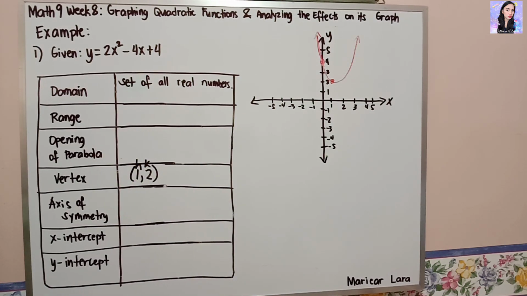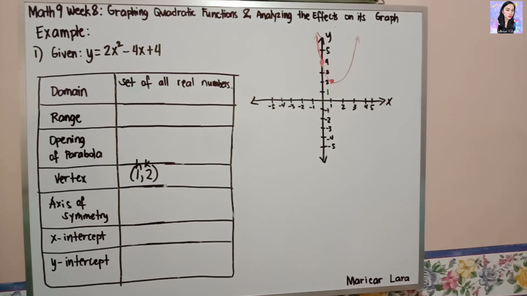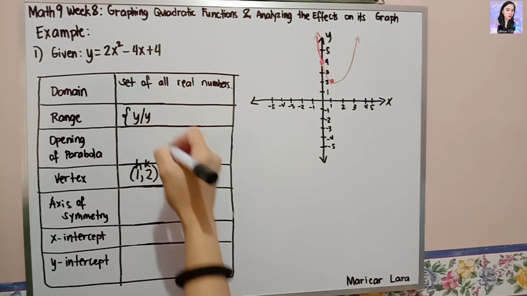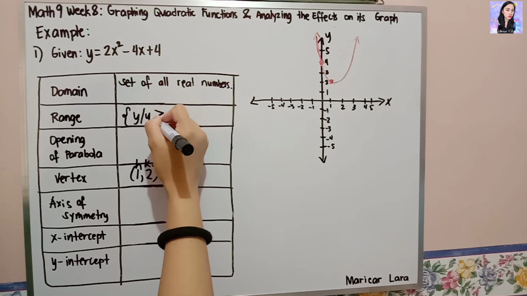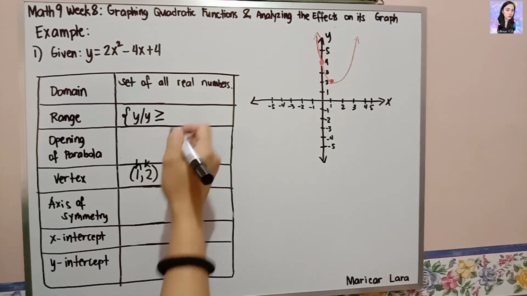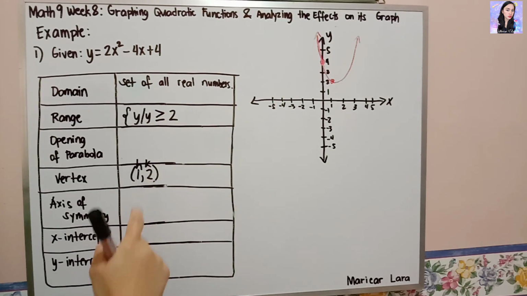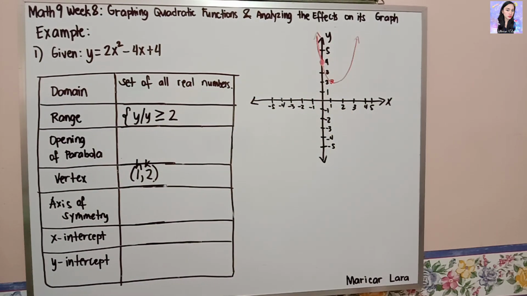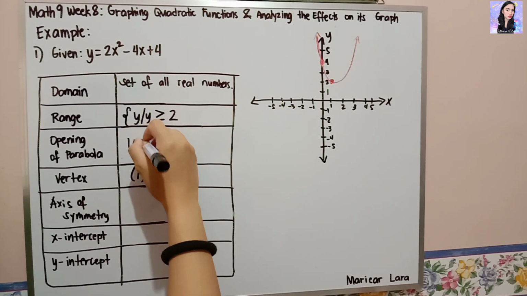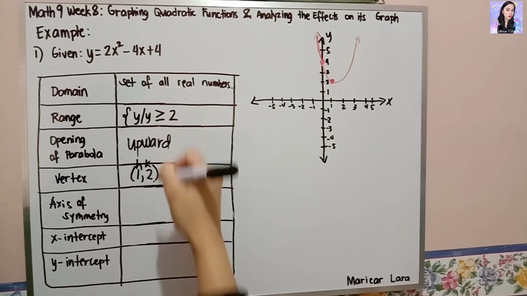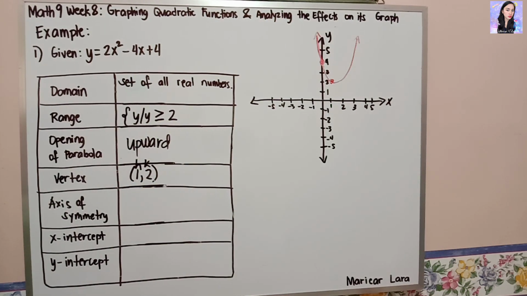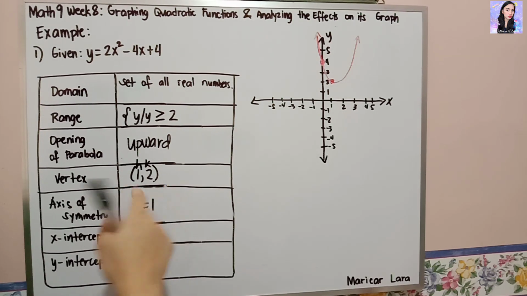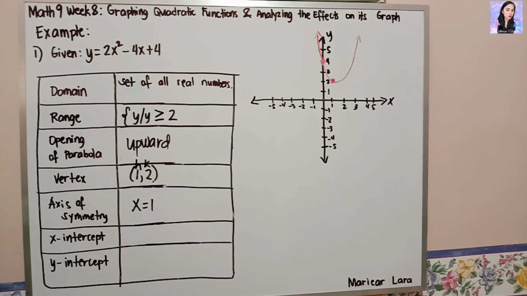So, makukuha na natin yung range. Ang range natin ay y such that y is greater than or equal to 2. Dahil ang k natin ay 2, kaya naging greater than kasi siya ay open upward. So, upward ang ilalagay naman natin dito. Okay? Next is yung axis of symmetry. X equals 1. Kasi ang ating h ay 1.